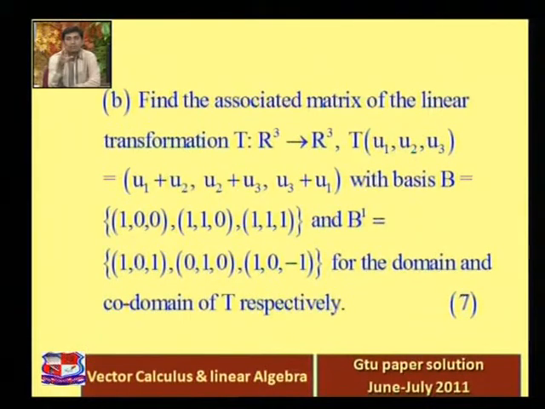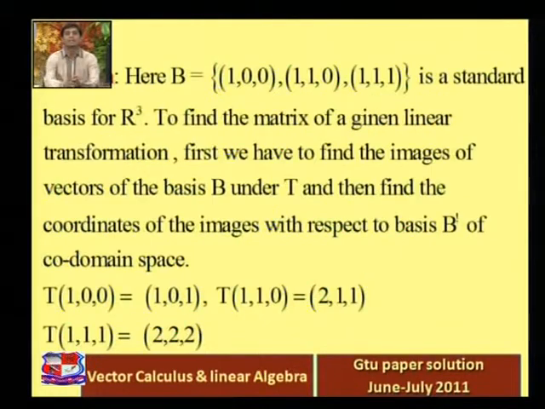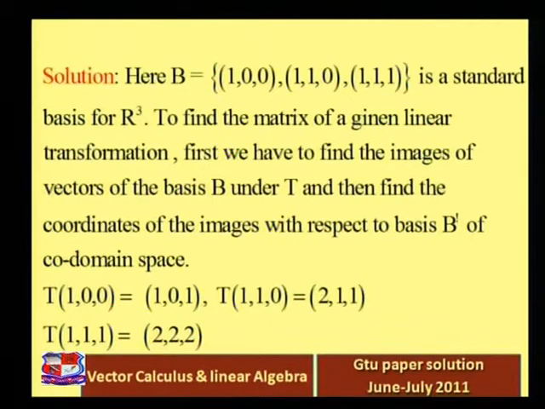So first we want to find the images of the basis vectors of B. Here B is equal to (1 0 0), (1 1 0), (1 1 1). To find the matrix of a given linear transformation, first we have to find the images. Try to understand this very properly. First we find the images of the vectors of the basis B under the transformation T, and then find the coordinates of the images with respect to the basis B dash of the codomain space.